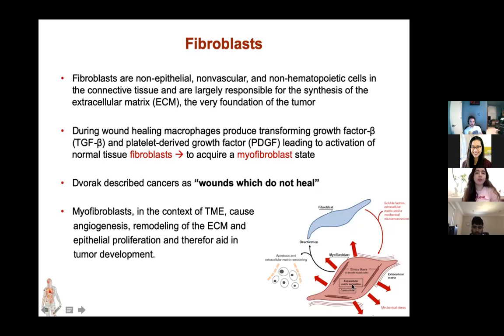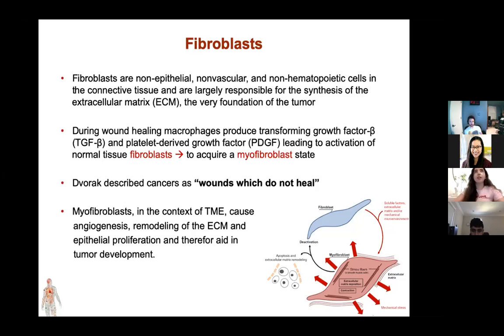Fibroblasts in normal settings are heavily involved in wound healing. They produce a lot of transforming growth factors such as TGF-beta and PDGF. And this basically leads to the activation of normal fibroblasts becoming the myofibroblast state.